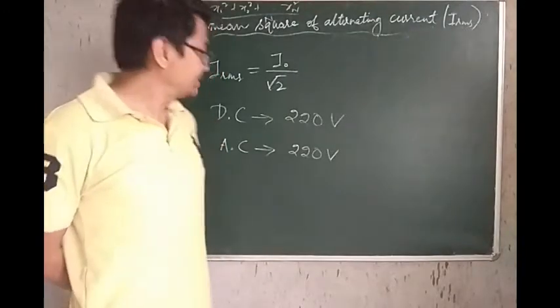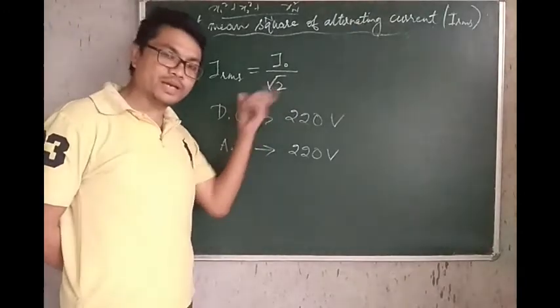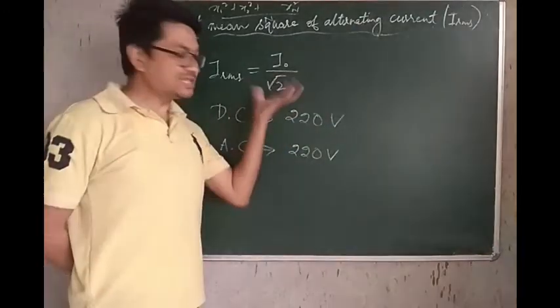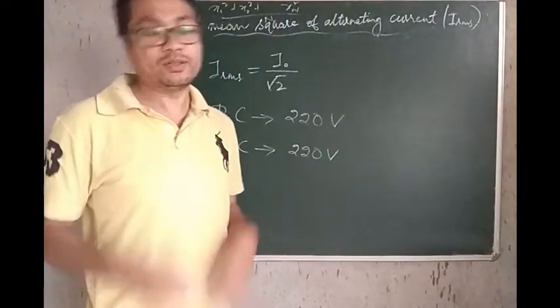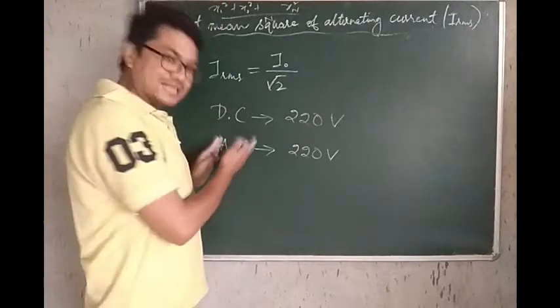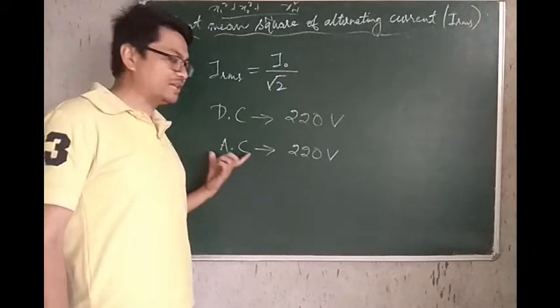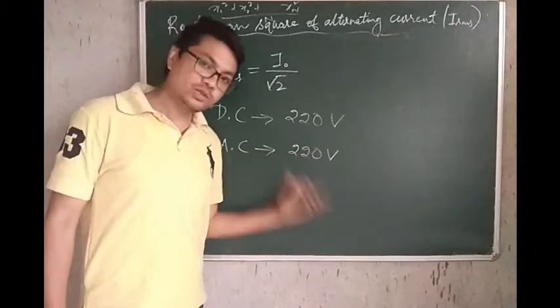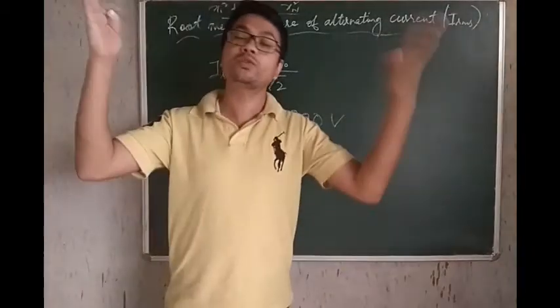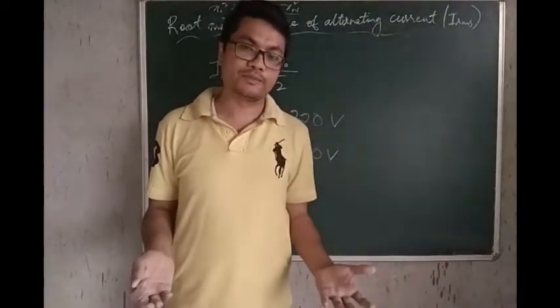So we've seen that IRMS is I naught by root 2. So this brings us to one famous question, which is, if we have a DC source of 220 volts and we also have an AC source of 220 volts. A 220 volts AC source is what we use in our houses.